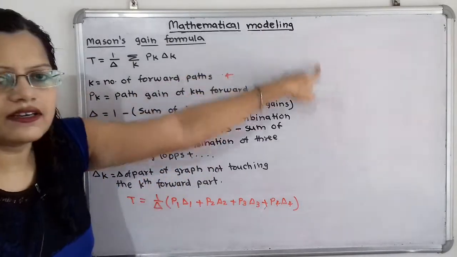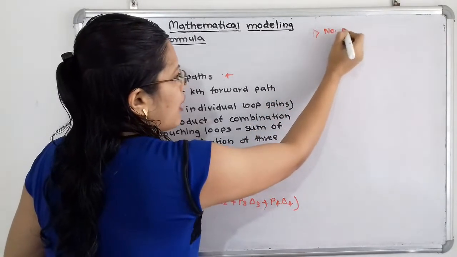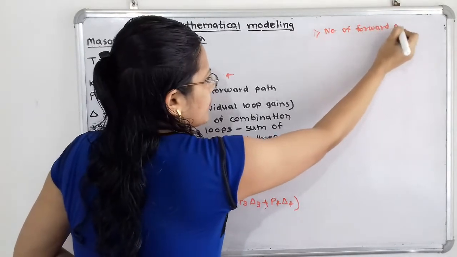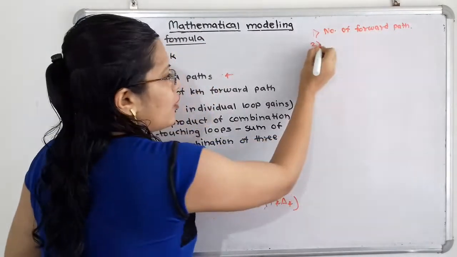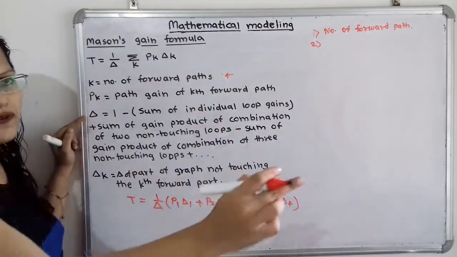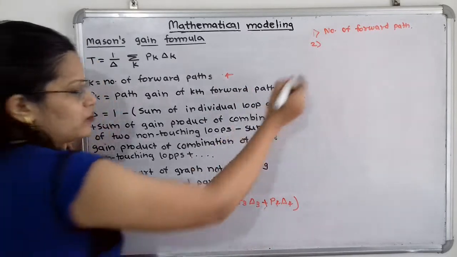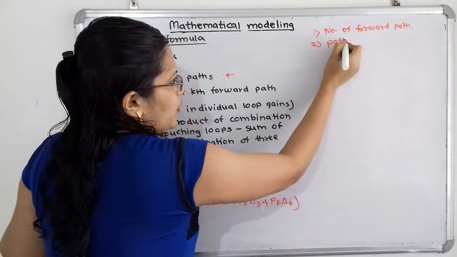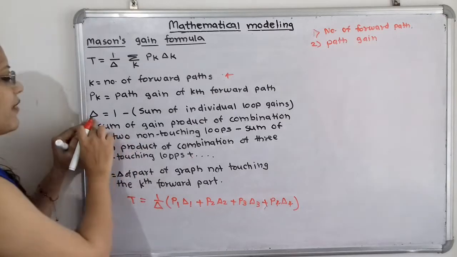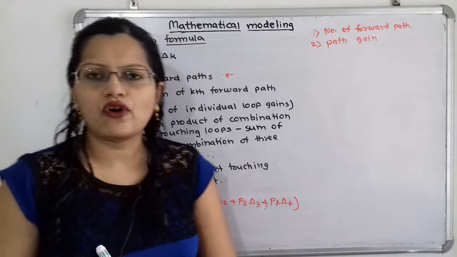So I will take it here step by step. First step, we have to find out how many forward paths are there in the given question. And then from these forward paths we have to find out the path gain for each forward path. That means we have to find out what is P1, P2, P3, P4. So the second point is that we have to find out the path gain. Then third, the value of delta.